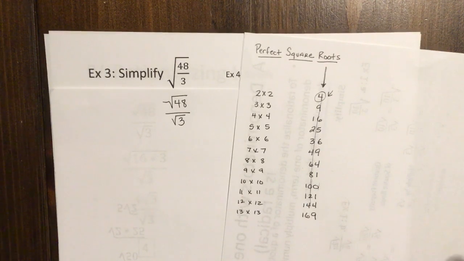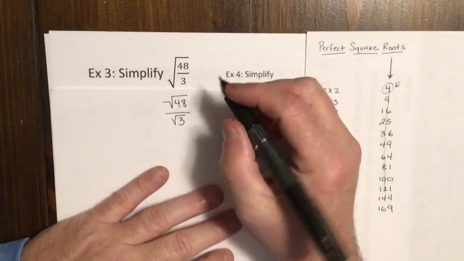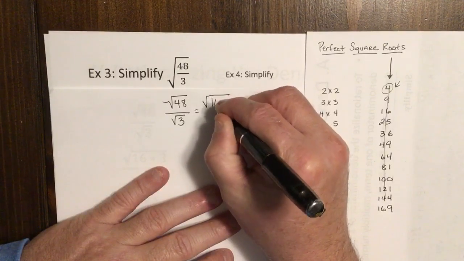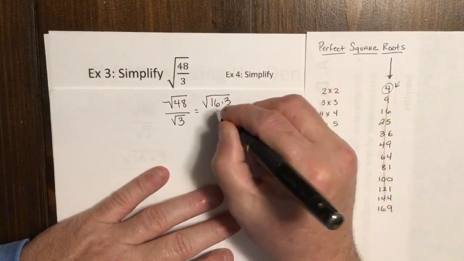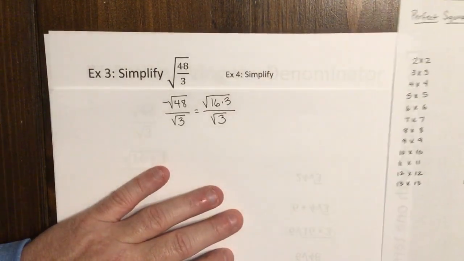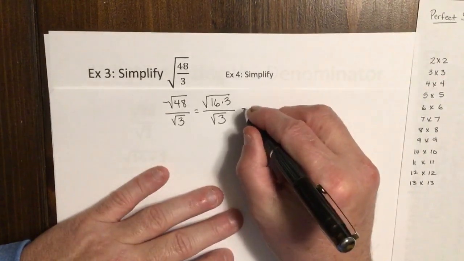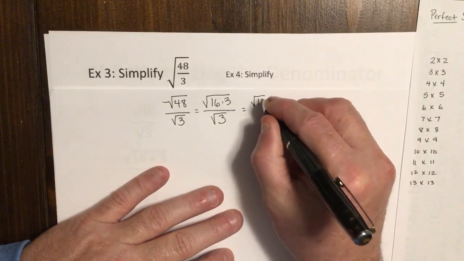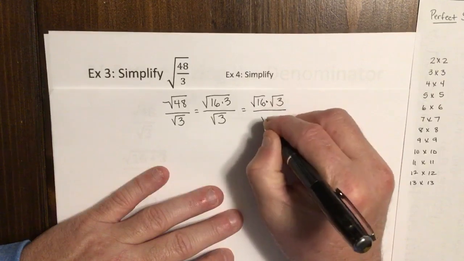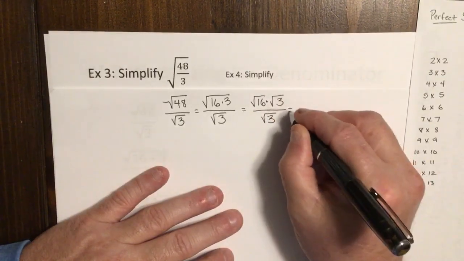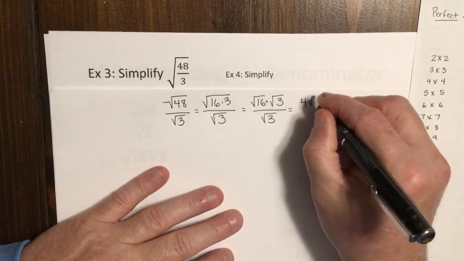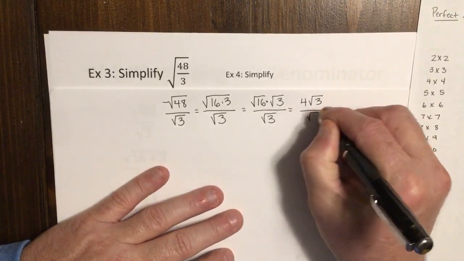It's 16. Okay? So, here's what I'm going to do. I'm going to go 48 is the same thing as saying 16 times 3 divided by square root of 3. That's the same thing as saying square root of 16 times the square root of 3 divided by square root of 3. Square root of 16 is 4. Square root of 3, square root of 3.